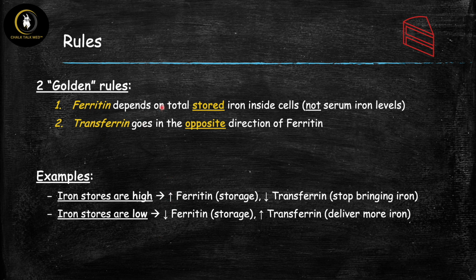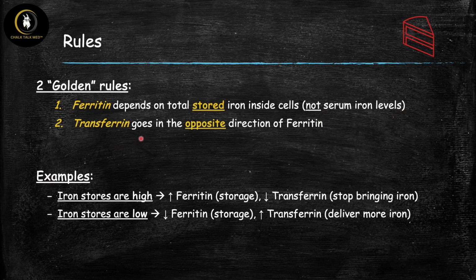All right, so now let's talk about the two golden rules, because I feel like if you apply these rules right off the bat, if you just think about every case in this way, it's going to make going through these iron studies so much easier. So the first rule is that ferritin depends on the total stored iron, not the serum iron levels. I'm not saying anything controversial here. This should make sense. Ferritin is the intracellular storage form of iron. It's the protein that binds iron inside of the cells, and therefore whether its level is going to go up or going to go down should depend on the total amount of stored iron inside of the cells, not the serum iron levels. That's number one.